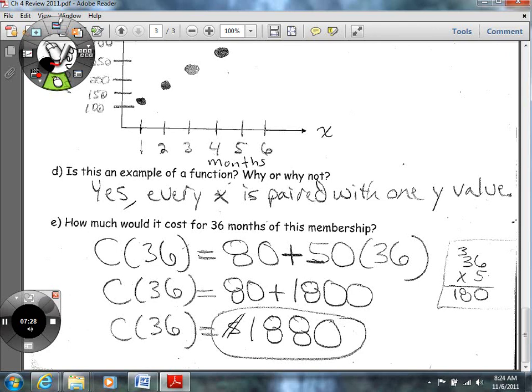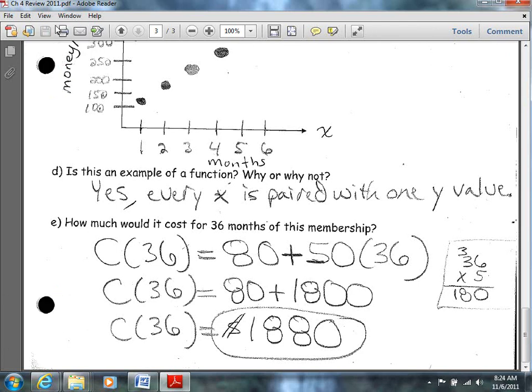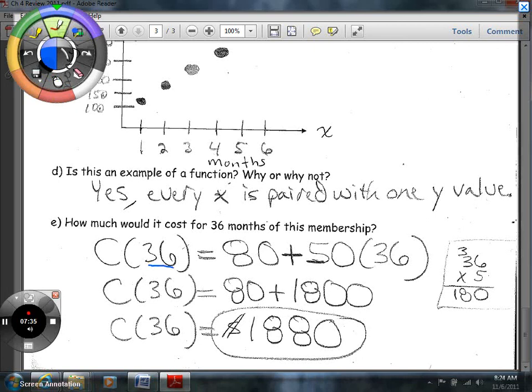Let's see. How much would it cost for 36 months? We would just have to take 36 and plug it into the function that we made. So we plug that in for x. 36 times 50 is 1,800 plus the 80, and that gives you 1,880 as a final answer for 36 months.